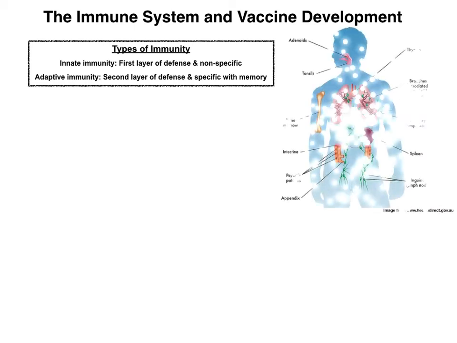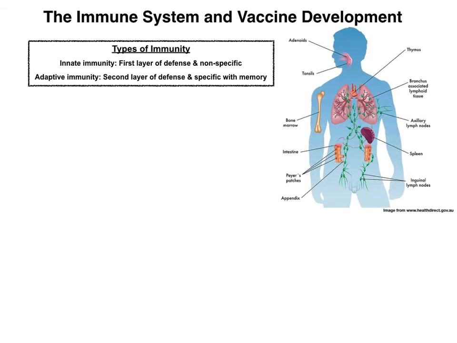We also see this in our body. There are many places where you have these white cells, and majorly it is in the bone marrow. That's where most of your white cells are produced.